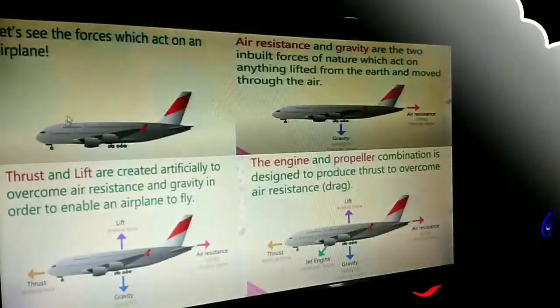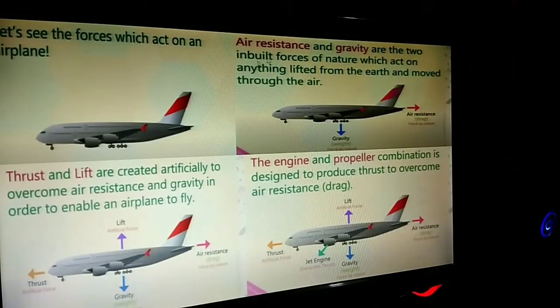What are all the forces acting on the aeroplane? One, air resistance and two, gravity. Air resistance is on the upper surface as well as the lower surface. Whatever air force is acting on the surface, that is called drag. This is a force by nature, and the gravitational pull creates the weight of any object, which is in the downward direction. These are two forces which are acting naturally on the objects.